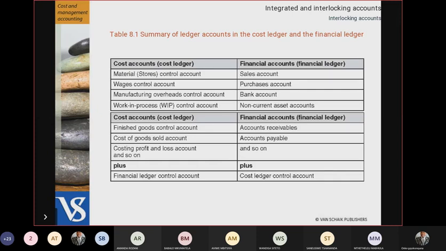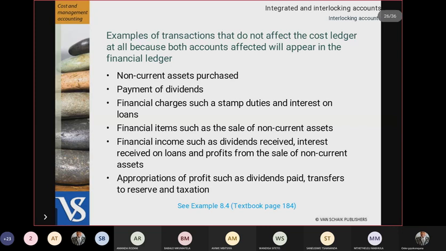And also the financial side, those are the accounts that they have there, plus also the cost ledger account. So that's how we do this. And they provide an example of transactions that do not affect the cost ledger at all, because both accounts affected will appear in the financial ledger.